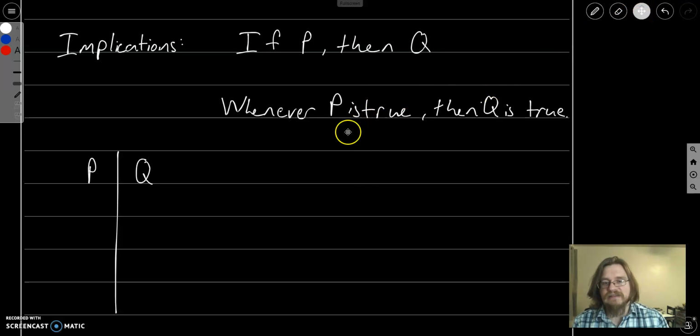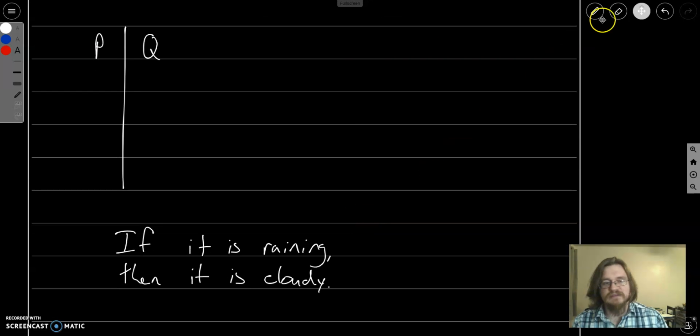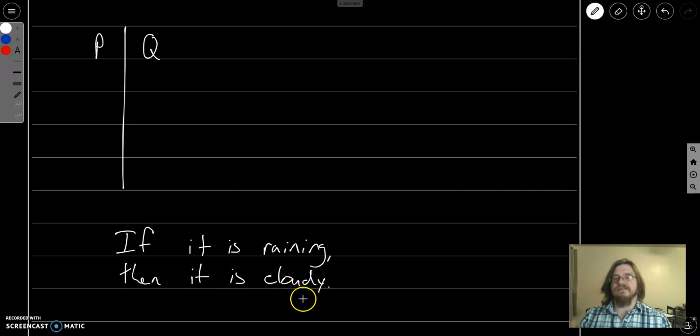And I think one of the simplest statements that we can make that's an implication is the following. If it is raining, then it is cloudy. And this is generally true. If it's raining on you and you look up, you're probably going to see clouds. So in general, we would think of this as a true statement. And the fact that it is raining gives us some information about the next part. So if it is raining, then it is cloudy.